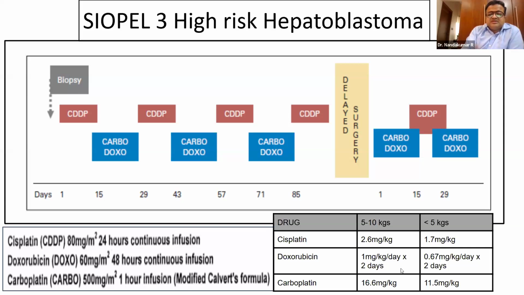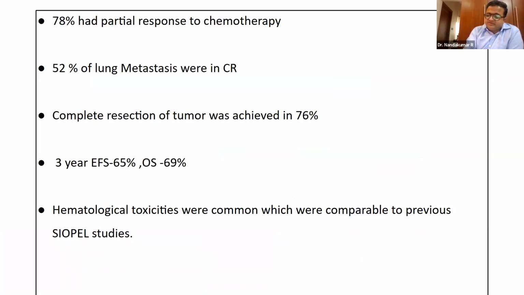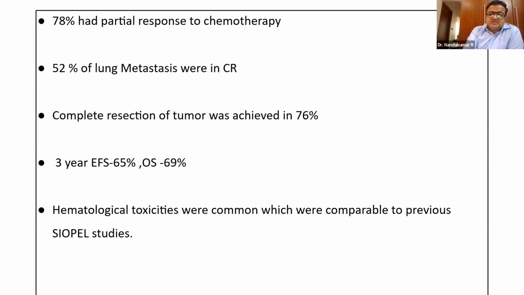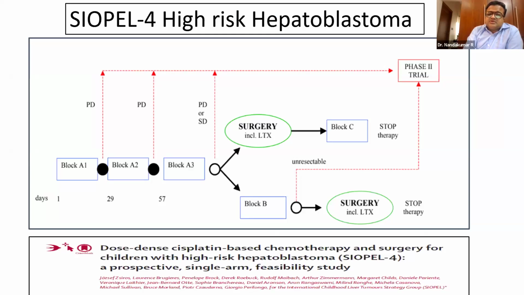Coming to carboplatin, for a less than 10 kilo child, it is 16.6, and for a less than 5, it is 11.5. So this super Plado regimen used in high-risk hepatoblastoma had good results with survival of 65% and achieving good CR rates for lung metastasis and surgical resection being as high as 76%.